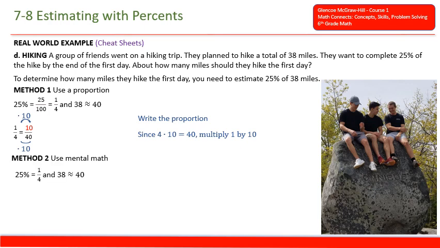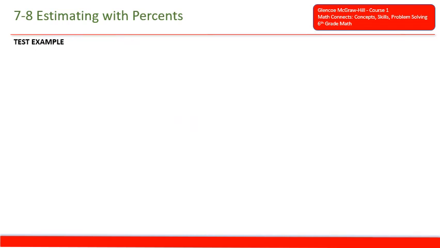Use mental math. 25% equals 1/4, and 38 is about 40. 1/4 of 40 is 10. So they hiked about 10 miles the first day. Test example.